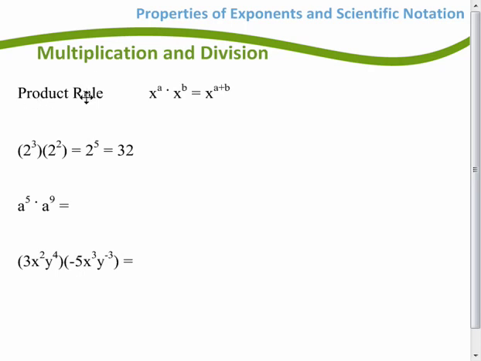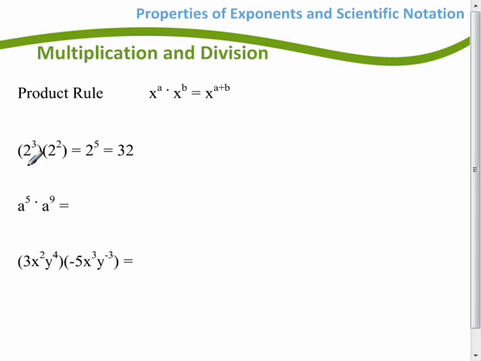So when we look at the product rule of dealing with exponents, it states that if I'm multiplying common bases, in this case the base is x, if I'm multiplying common bases that have exponents, to simplify this, I can add the exponents. So in this first example, I've got 2 cubed times 2 squared, common bases, therefore I can add their exponents. The answer is 2 to the 5th, or 32.